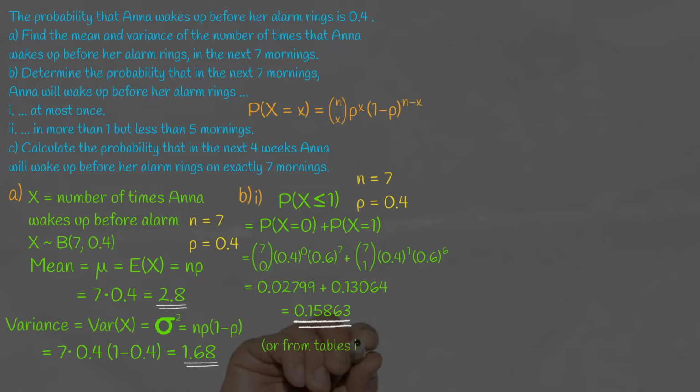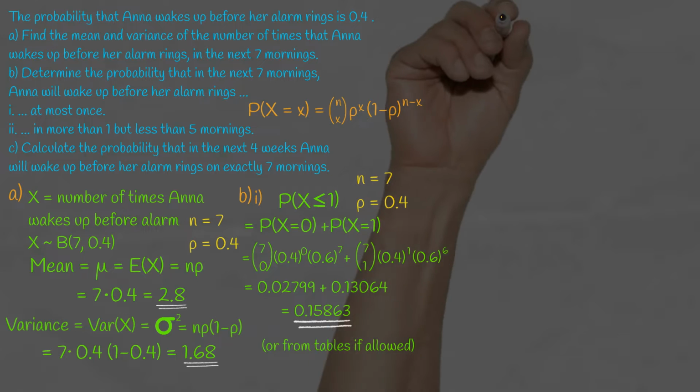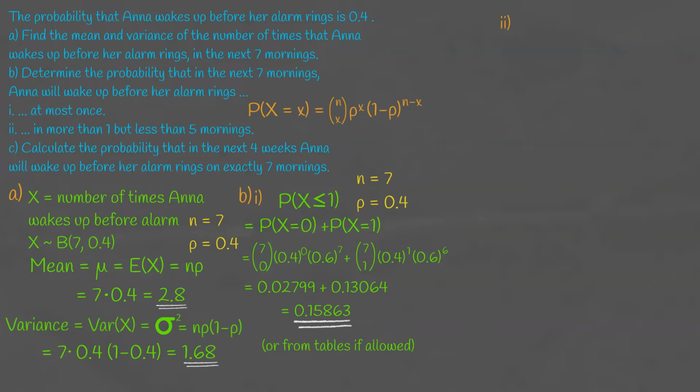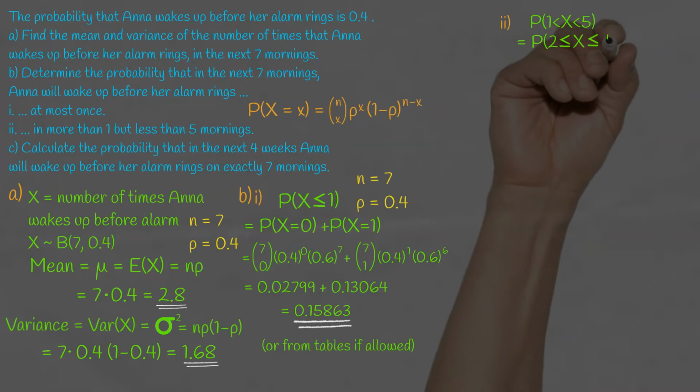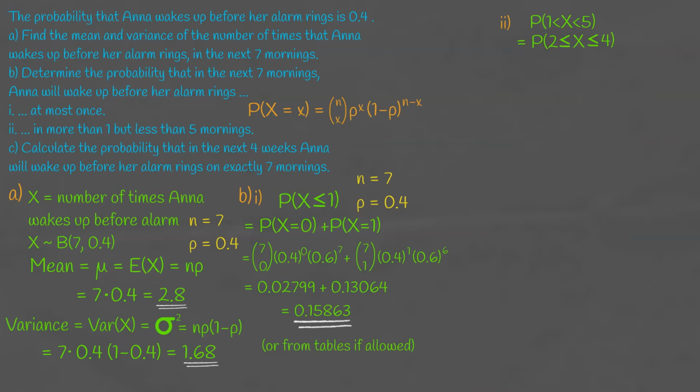You could, of course, get the value for x is less than or equal to 1 from the tables if you were allowed. For the next part, to wake up in more than 1 but less than 5 mornings, x would have to be greater than 1 but less than 5. So x can't equal 1 or 5, so it's the same as saying x is greater than or equal to 2 and less than or equal to 4.